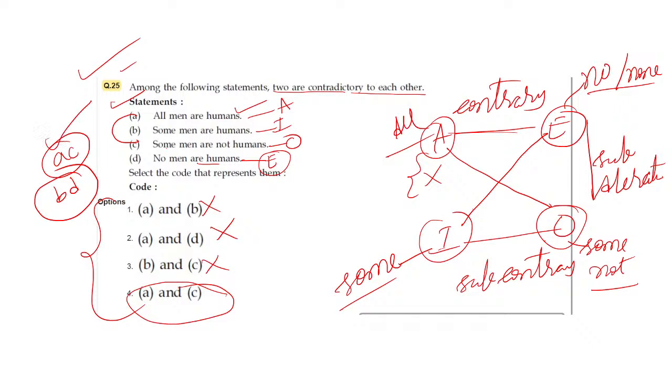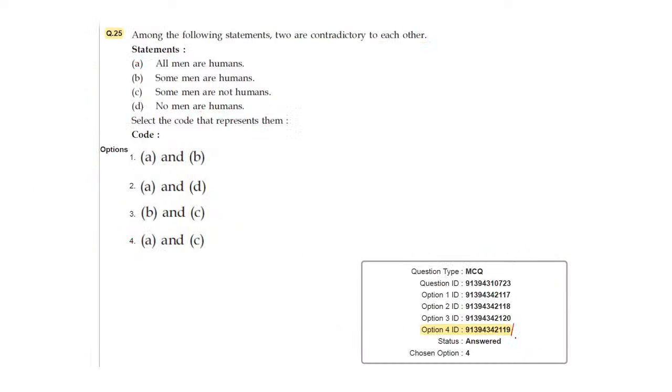AC. Yes, AC is contradictory, right? All men are humans and some men are not humans. These two are contradictory. That's why A, C is the right answer, friends. This type of questions are coming. Option 4 is the right answer for this question.